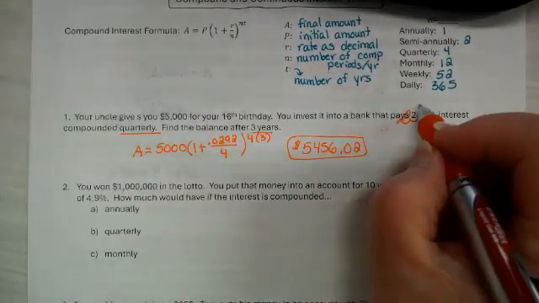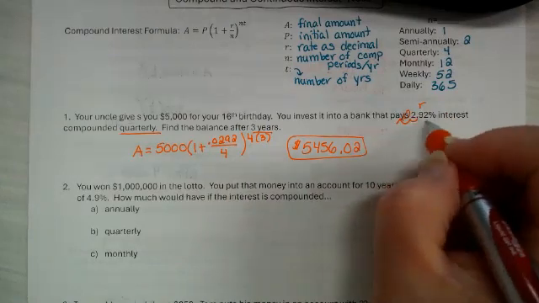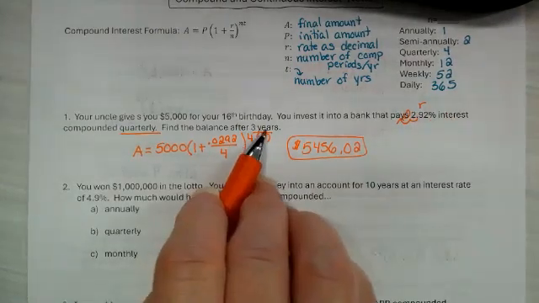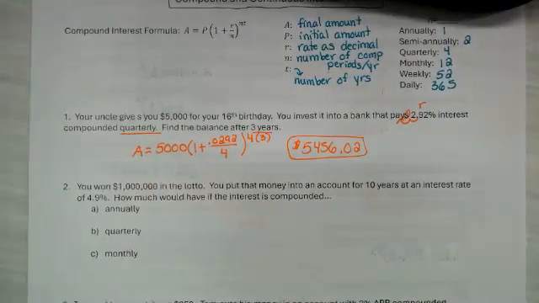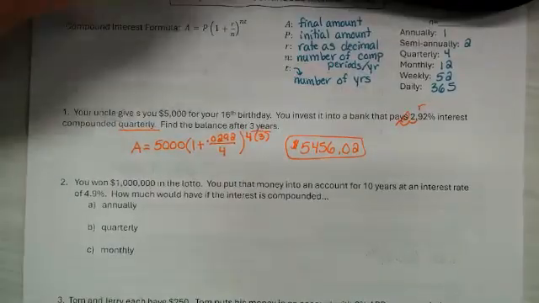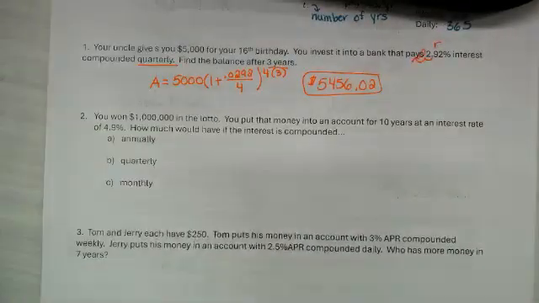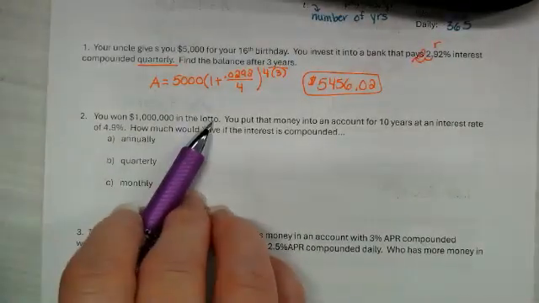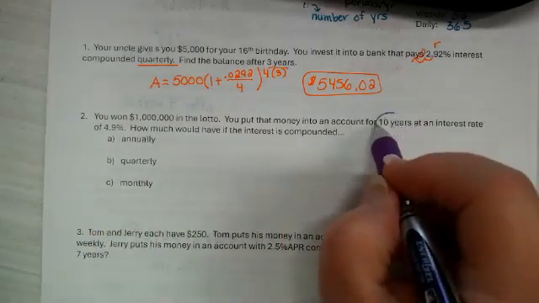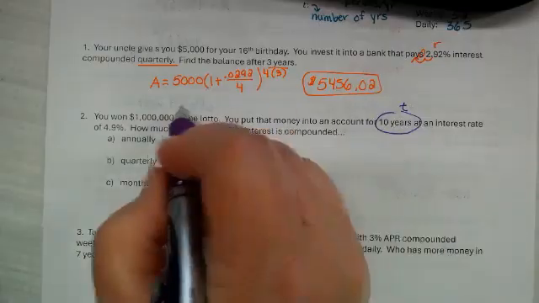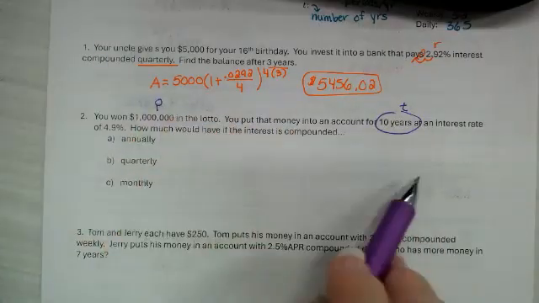So this was my R that I made into a decimal. This was my T for how many years, and that was my N for how often, how many times per year it got compounded. All right, let's see what happens on the next one. You win $1 million in the lottery. Isn't that nice? You put that money into an account for 10 years. There's my T value. This is my initial value.